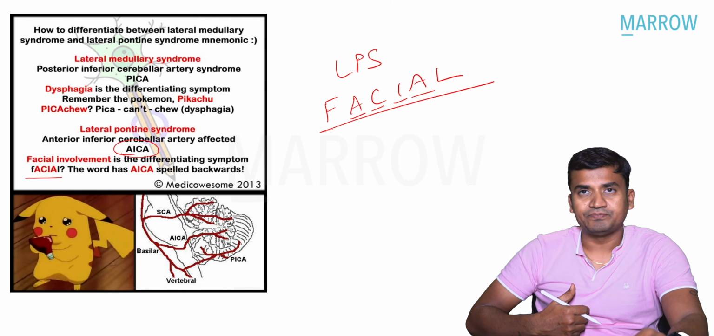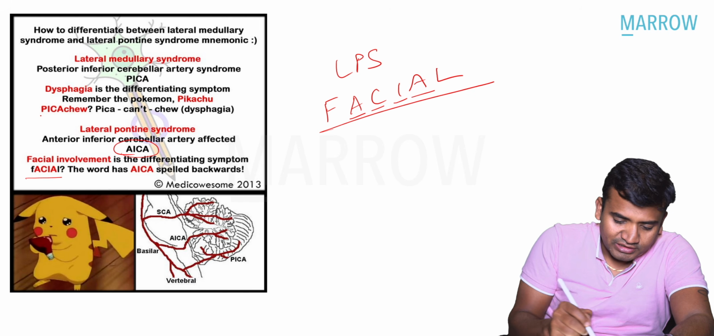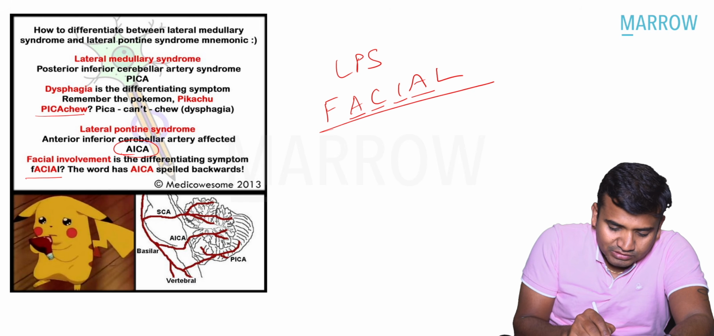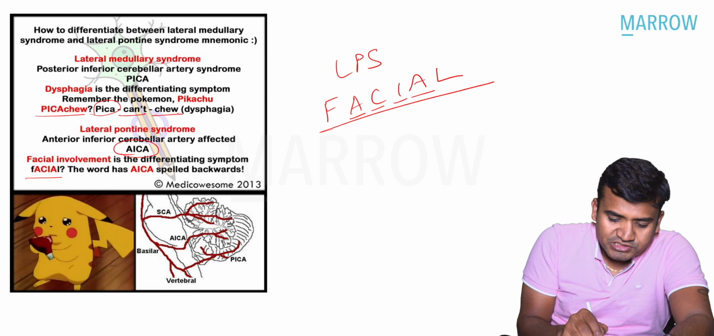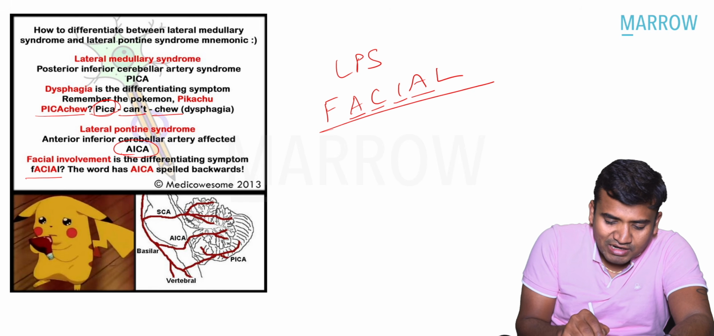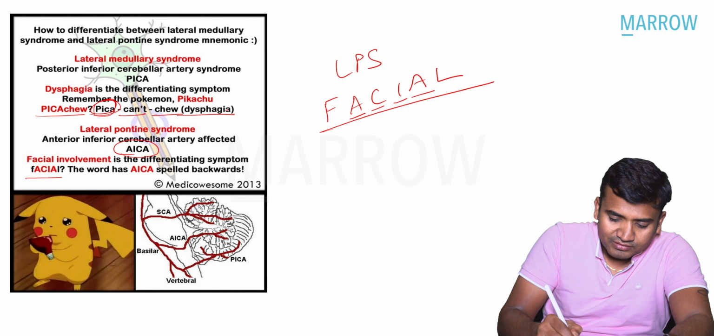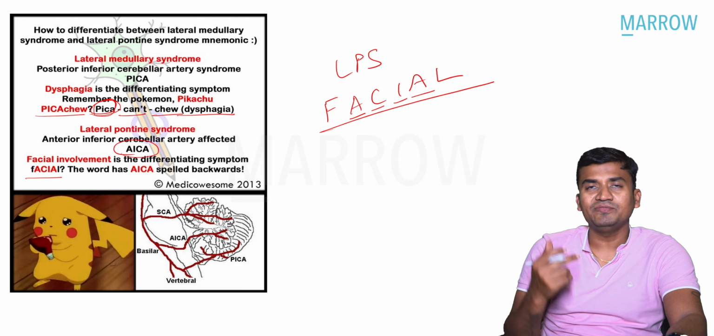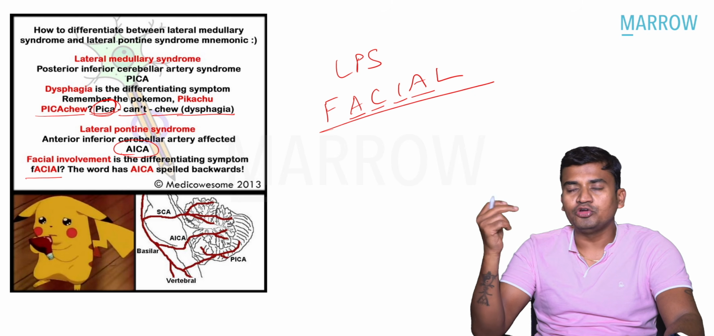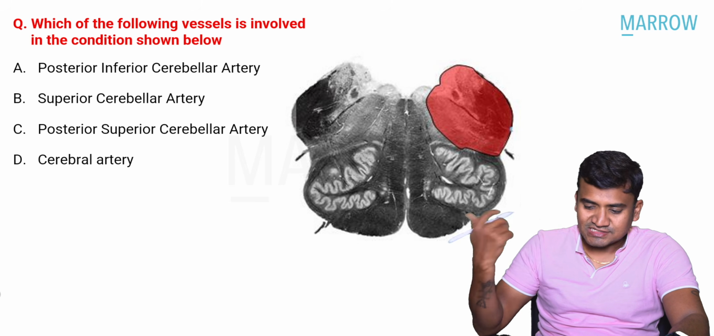AICA artery is affected. Now in the case of lateral medullary syndrome, yes, the mnemonic is PICA can't chew. Pica means posterior inferior cerebellar artery, PICA artery. Can't chew means dysphagia. So artery affected in the lateral medullary syndrome is, yes, PICA artery, and the patient will have dysphagia due to nucleus ambiguus involvement. Okay. So now what is the answer for this question?